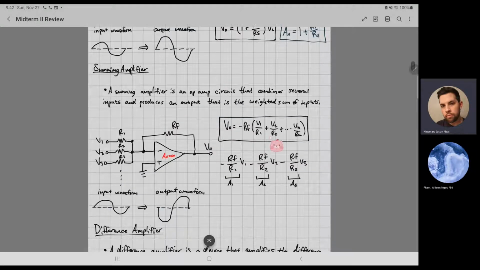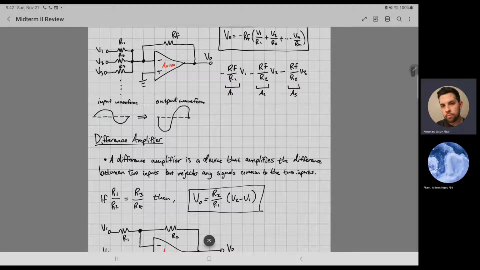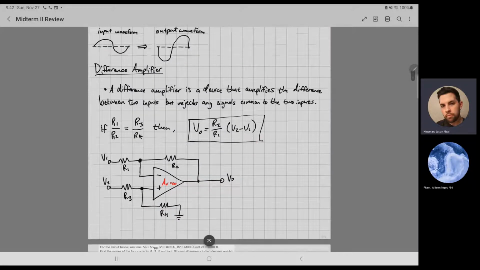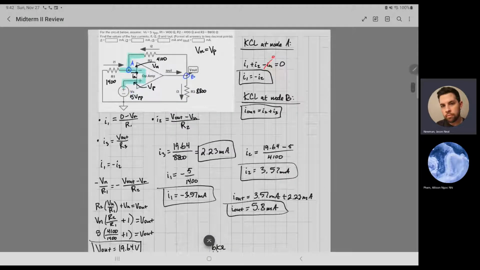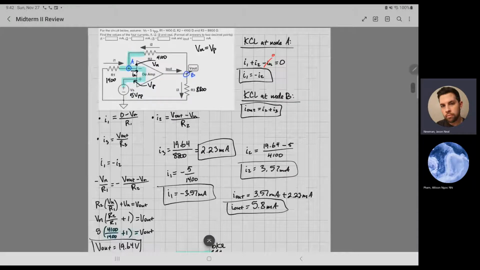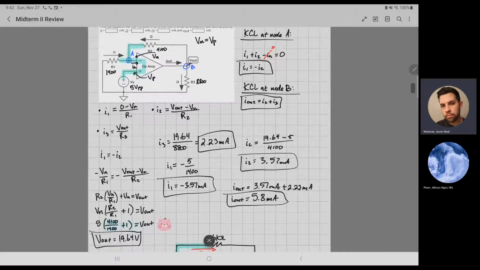Summing amp, here's the formulas. Difference amp, here's the formulas. That's all you really need to know about that. In the second video, I worked out this op amp problem and kind of indirectly proved that this formula was accurate. So that was kind of cool.